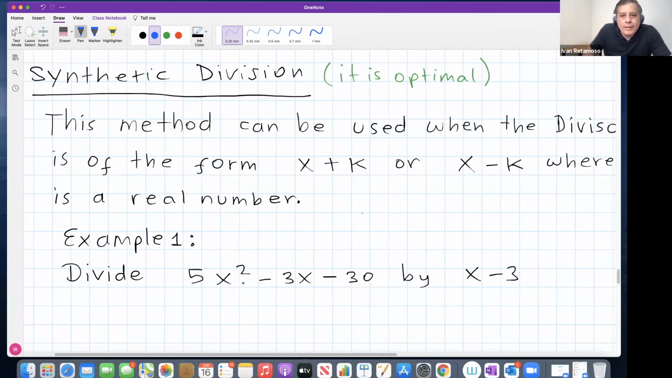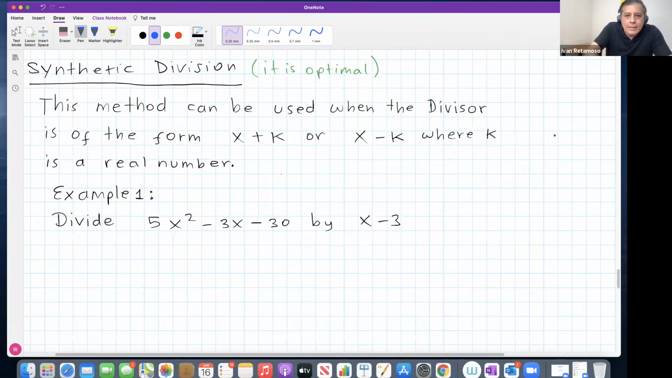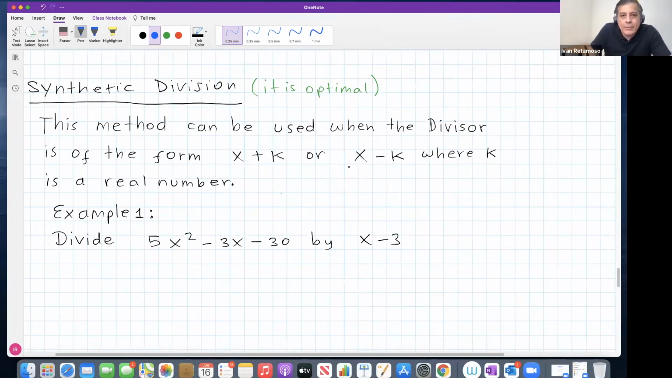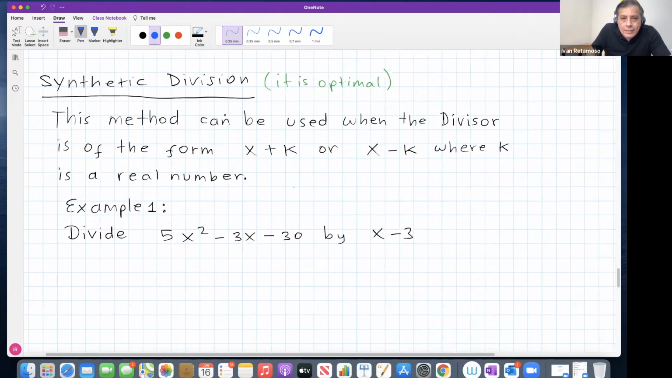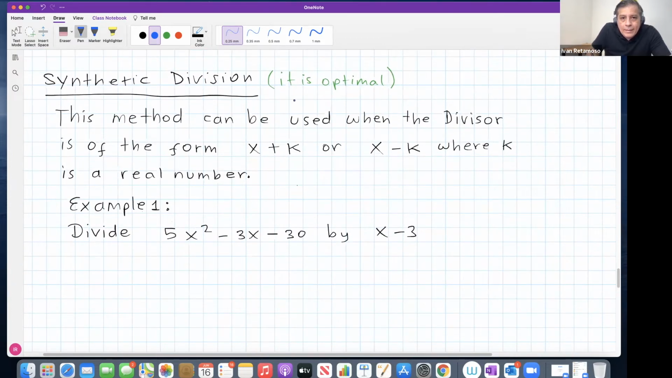This method can be used when the divisor is of the form x plus k or x minus k, where k is a real number, right? For example, x plus 2 or x minus 3. For this type of divisor, we can use what is called synthetic division. This synthetic division is a very important method. It is optimal, meaning that there's no other way to do this faster, right? The best method to divide polynomials by this type of divisor, x plus something, x minus something. So let me show you how this method works, okay?